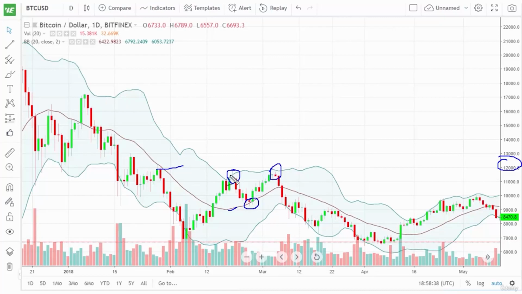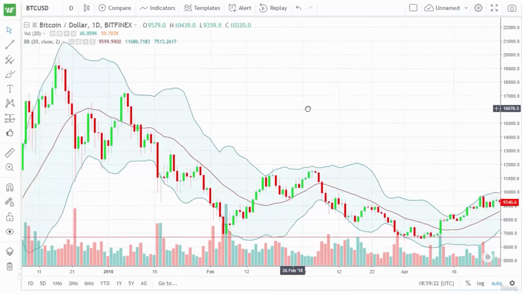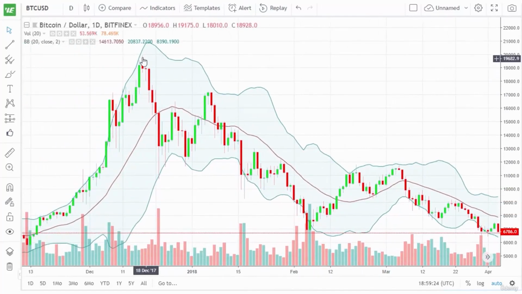But in another shooting star at this area, you can see that we broke down through there. There are a lot of different ways to use this, but for example, I think the shooting star here, almost touching that, was probably reason enough to short it. We had definitely gotten overextended, but you would have only aimed for the middle line because it's counter trend.